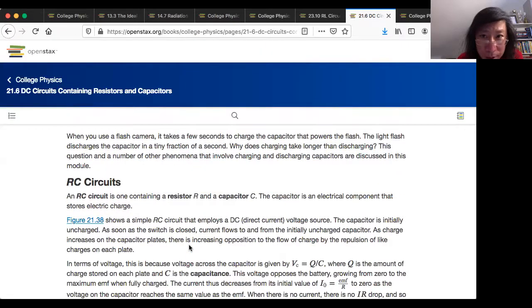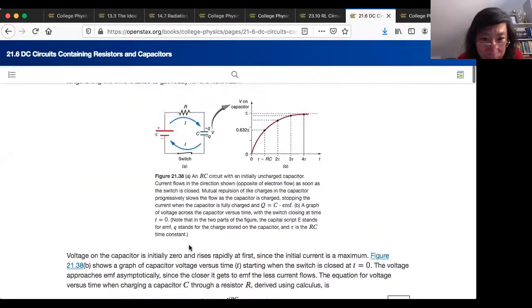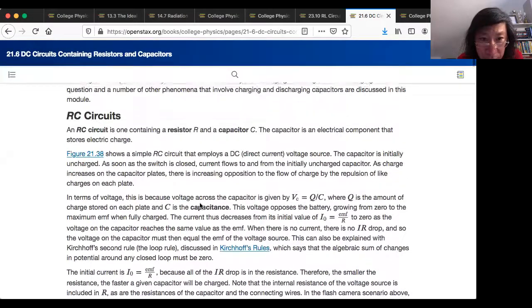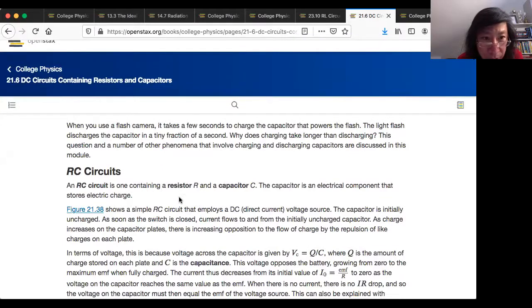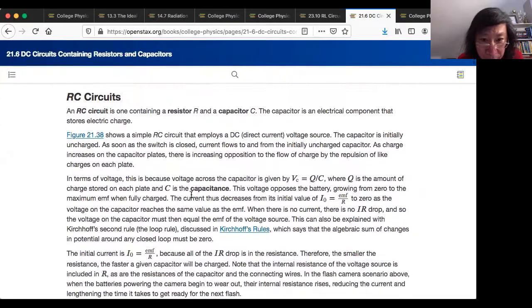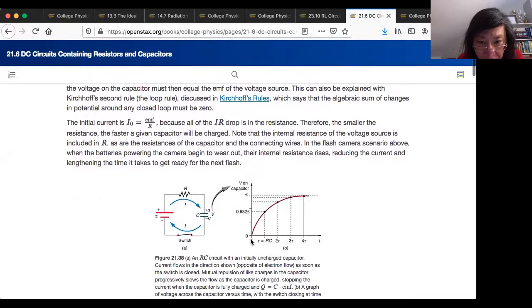Whoops, I just had another bounce back. That was weird. That's okay. And you see it discharges through the resistor. You have the RC circuits, and you have a discharge across this picture. And you notice what happens.